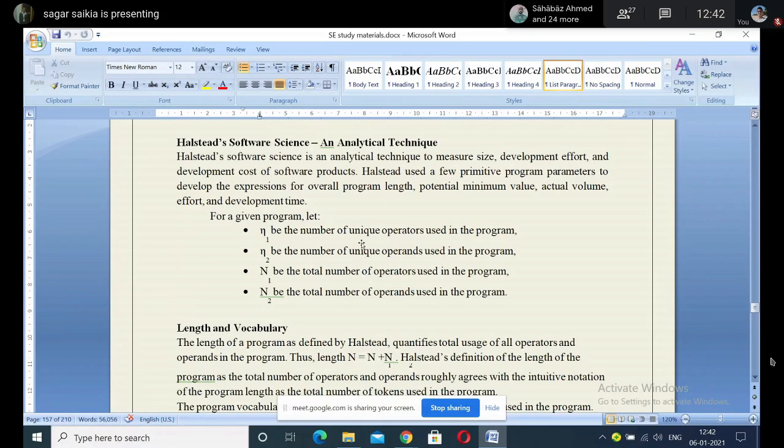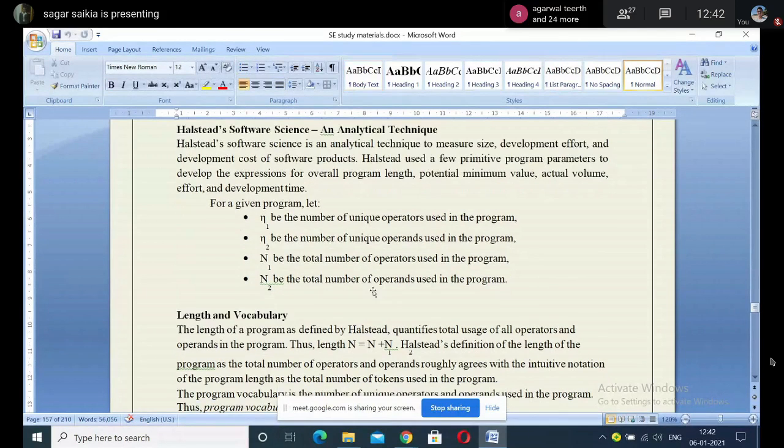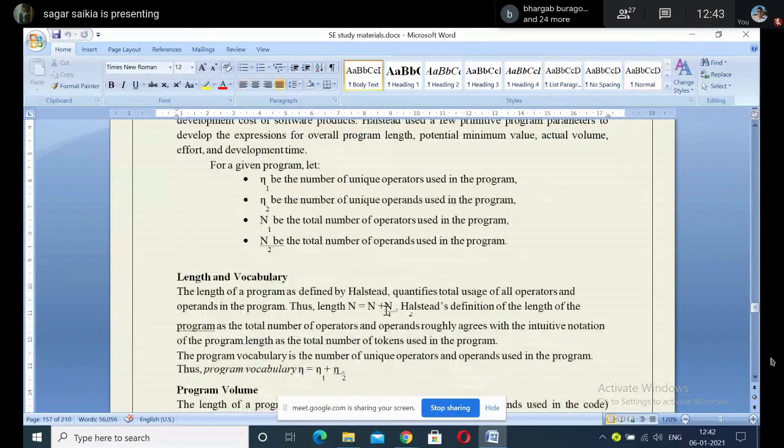But in the case of eta 1, it will take just one as the count, because it will be checking the uniqueness, not the total number. Similarly for operands also. If one has to find the length of the program, then they can use this equation, n1 plus n2.